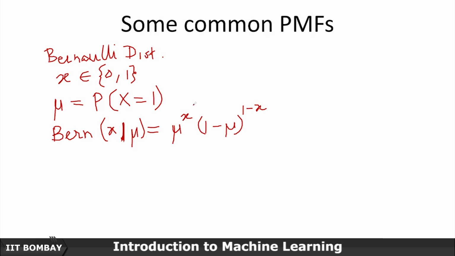So, if you see this power, if x is 1, that means the Bernoulli distribution is just mu. The probability mass function value is just mu. On the other hand, if x is 0, then mu to the power 0 becomes 1, which means that it has no effect, and what we get is 1 minus mu to the power 1 minus x, where x is 0, so we will get 1 minus mu. So, this is basically a selection between mu and 1 minus mu.